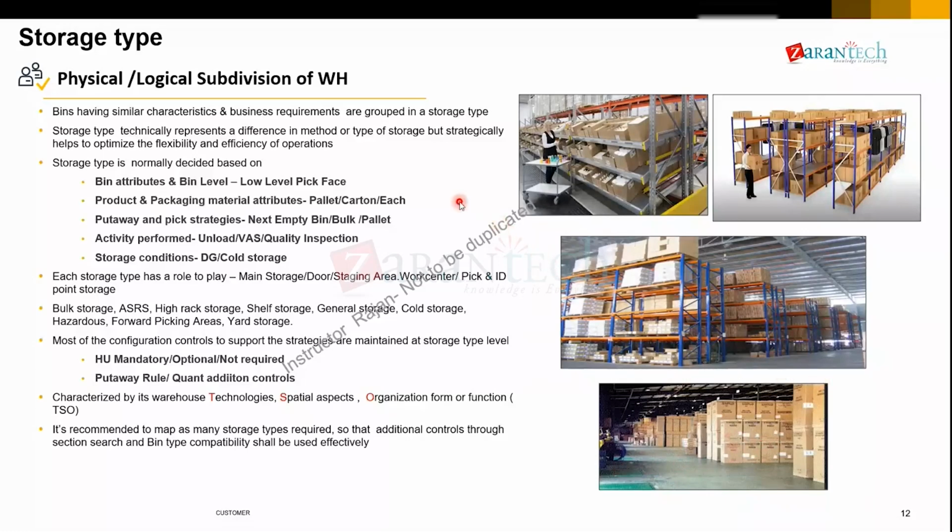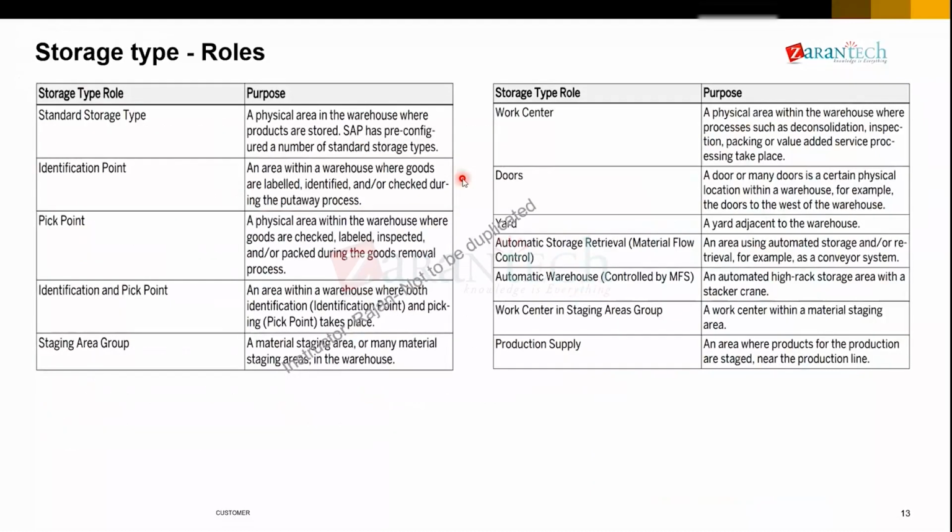So as I said, most of the configuration controls are at the storage type level. If you know pretty much all the configuration at the storage type level, that's like 10 to 15% of EWM. Now, as I said, storage type has several roles to play in EWM. Standard storage type is the one which is a final storage or the destination storage. ID point, pick point, and there is a combination of ID and pick point. Then staging area group, work centers, doors.